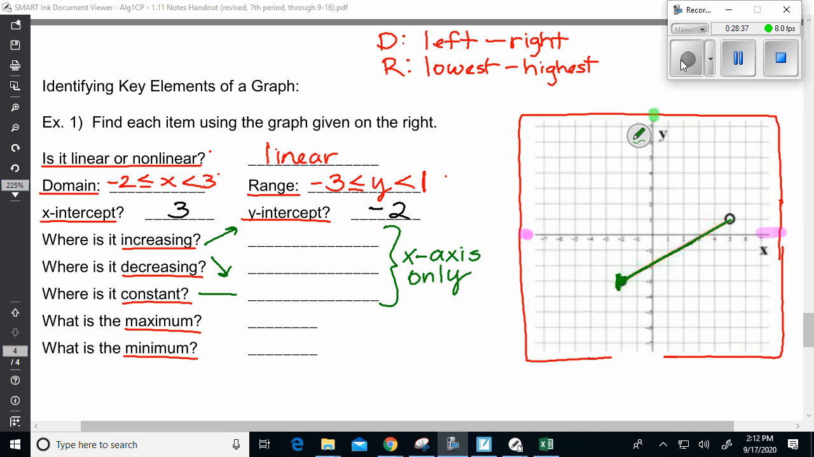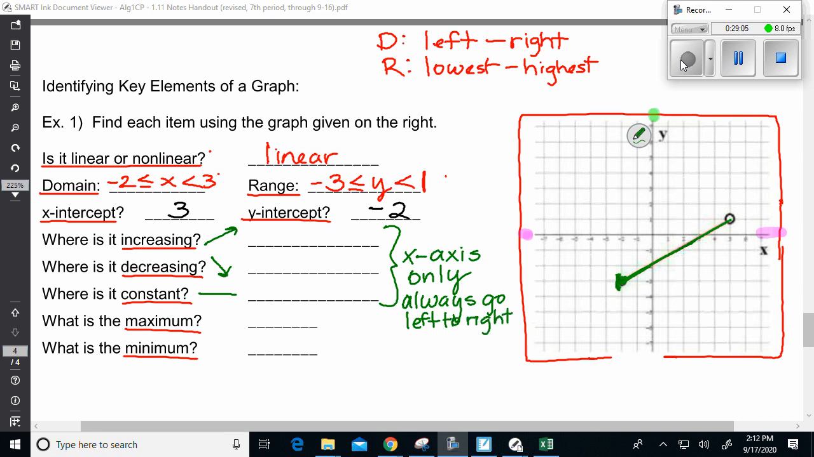Start from the left and go to the right. So you never go right to left. You only go left to right. You always go left to right, just like the order of operations.